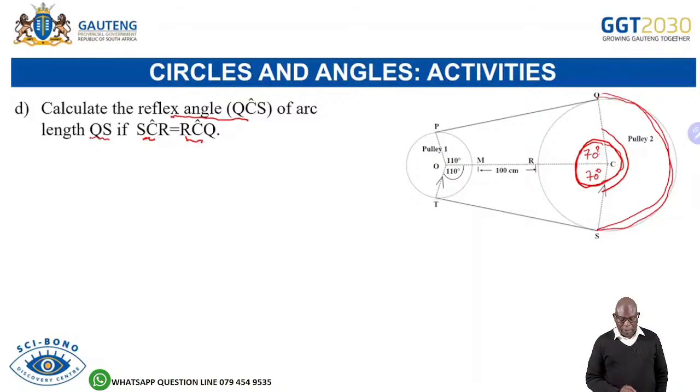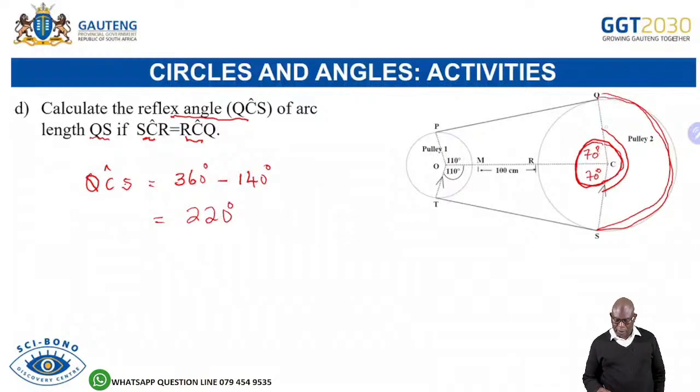So now what is the reflex angle? What will be the value of that reflex angle? So the reflex angle, which is QCS, will be 360 degrees minus the 140 degrees, and the angle we're going to get is 220 degrees, meaning that the angle from here to there will be 220. If you add it to 70 and 70, you get 360 degrees. That's all that you need.